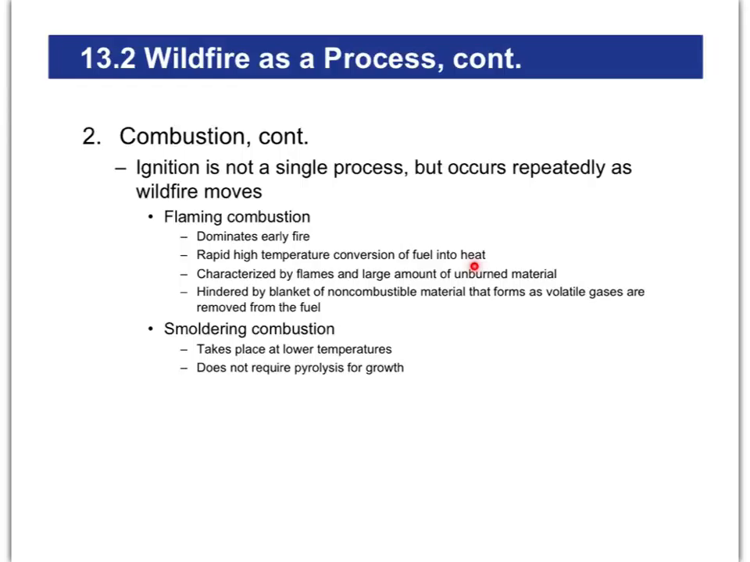So as the volatile gases, that is what is actually burning, are removed from the fuel, you've got all kinds of non-combustible material that is left behind. Stuff like ash, and I'll write this in red. You got ash and charred wood and stuff like that. Well, that stuff doesn't always burn, and so it makes sort of like a barrier to prevent the flaming combustion from moving too quickly.